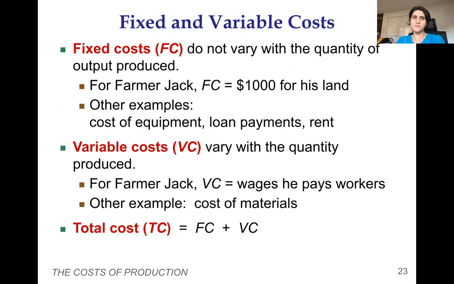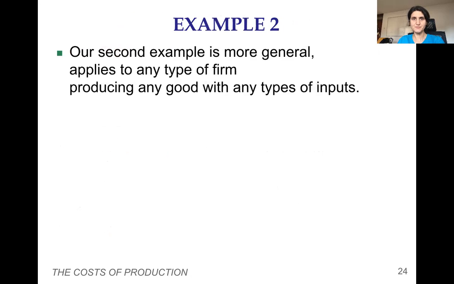Fixed costs do not vary with the quantity of output produced. For Farmer Jack, as I was explaining in the table, the cost of land is fixed, $1,000. Other examples are the cost of equipment and loan payments; these are fixed. Either you produce something or you don't, you are going to pay it. Variable costs vary with the quantity produced. For Farmer Jack, variable costs are the wages he pays to workers, and other examples include the cost of materials. So total cost will be the sum of those.